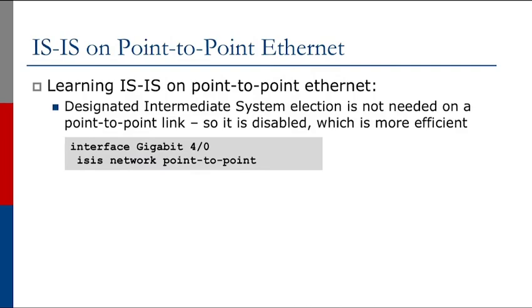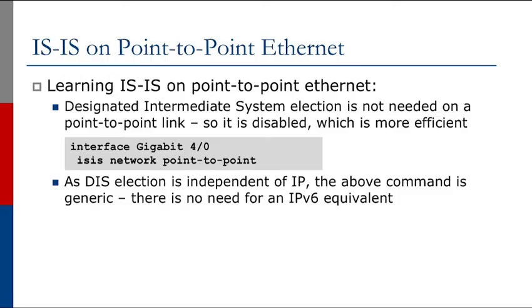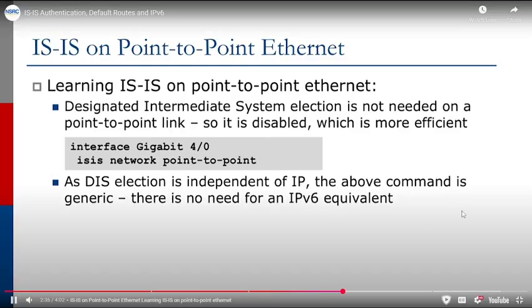Running ISIS on a point-to-point Ethernet also gives access to an optimization. We don't need a DIS on a point-to-point link. So what we can do is set up the Ethernet as a point-to-point link. Ethernet is widely used now for medium and long-haul point-to-point links, so we can save a little bit of resource by not having a DIS there. There's no need for one on a point-to-point link. That's done by going to the Ethernet interface and doing isis network point-to-point. Both ends of the link need to have this configuration set up. As the DIS selection is independent of IP, the above command is generic. There is no need for an IPv6 equivalent.